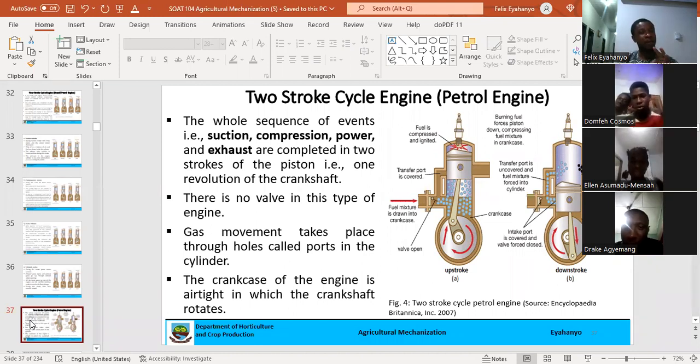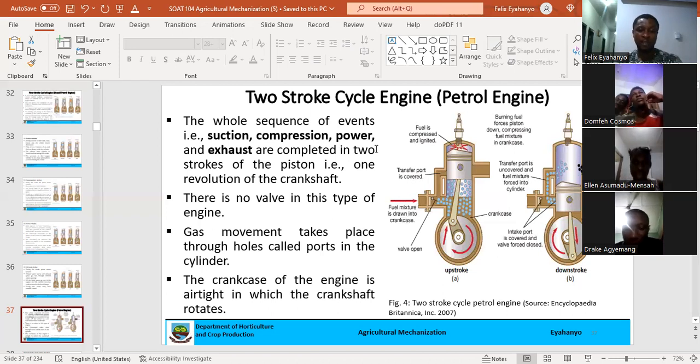But the problem we have with the two-stroke, as we said, is scavenging. It's not efficient. Instead of using a high percentage of the fuel for work, most of it is not used for work, as compared to the four-stroke. That's why the two-stroke ideally should have been better, but it's not. In this, there's no valve. The movement takes place through the holes.